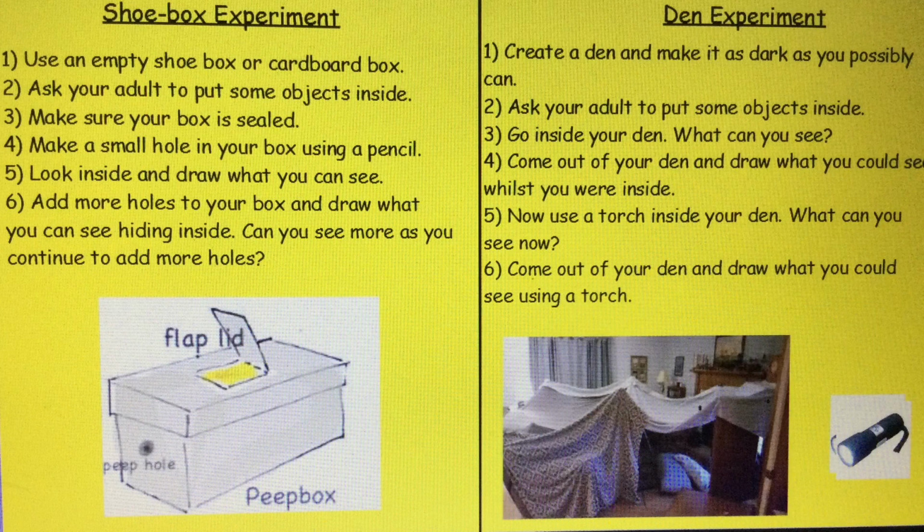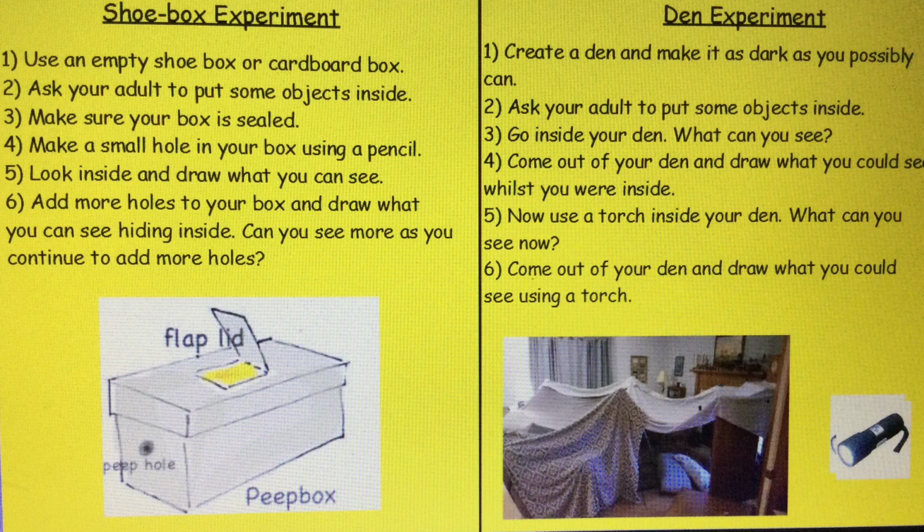Now, the first investigation you can do is the shoebox experiment, and for this you need either an empty shoebox or a cardboard box. Ask your adult to put some objects inside, but make sure they don't tell you what these objects are. You need to make sure your box is completely sealed. Make a small hole in your box using a pencil. Look through this hole and draw what you can see inside the box.